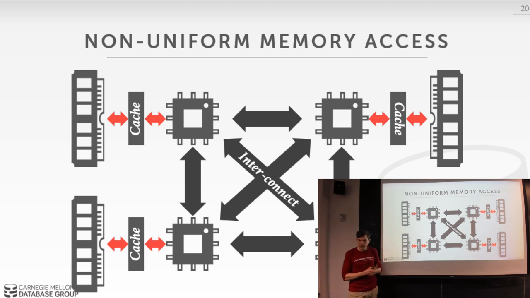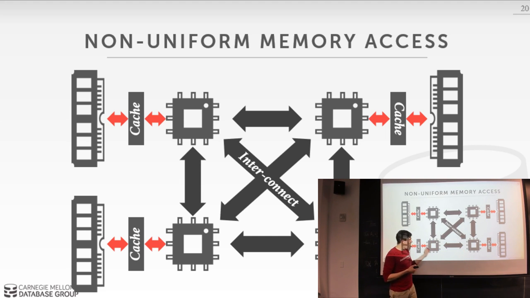Right, so anytime you buy a modern Xeon CPU in a multi-socket system, you're going to get something that looks like this. Every socket still has its local caches, but it also has a local memory bank, or DRAM. The cost of accessing this DRAM is much lower because it's local to you. It's right there.